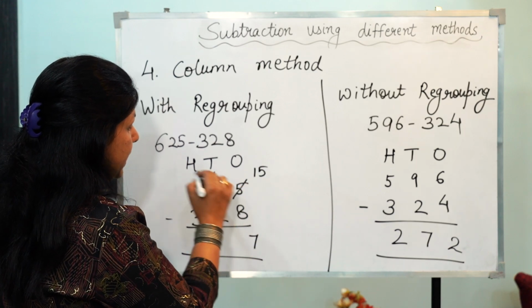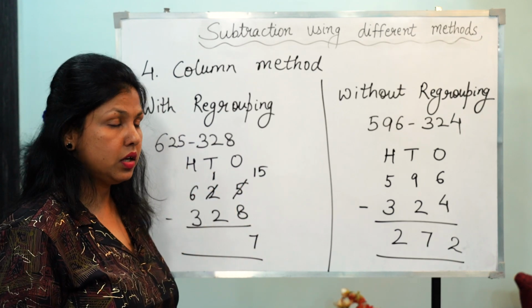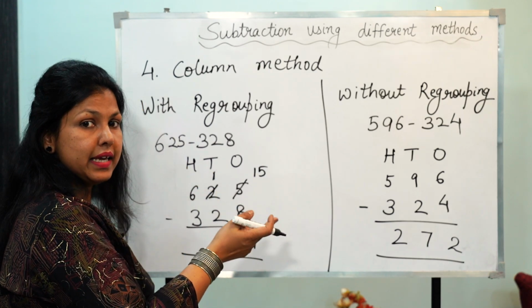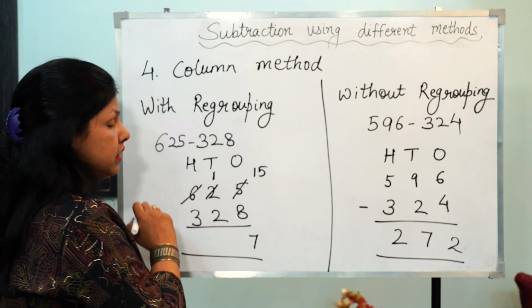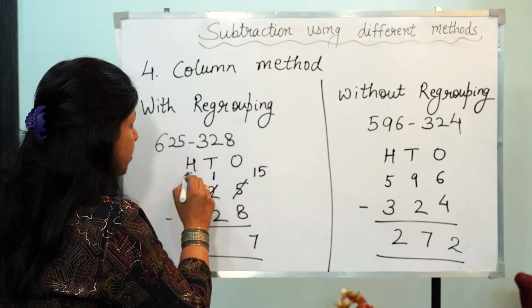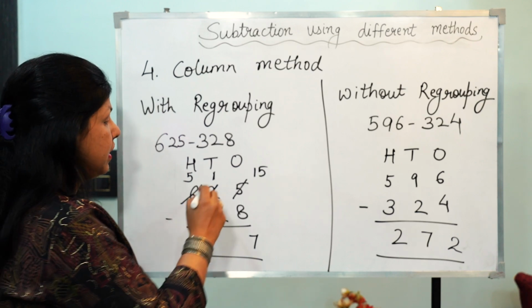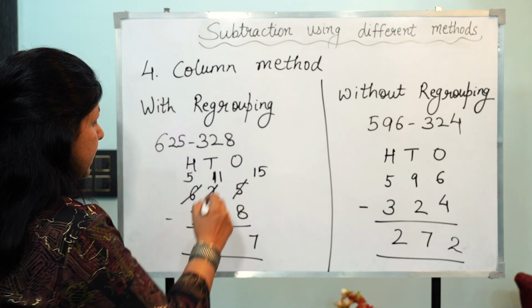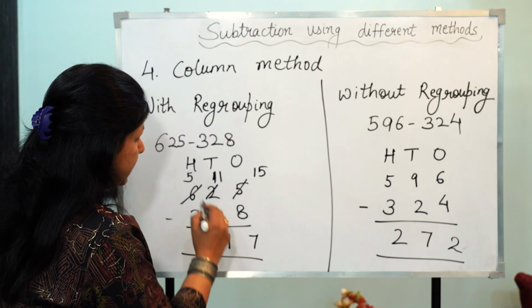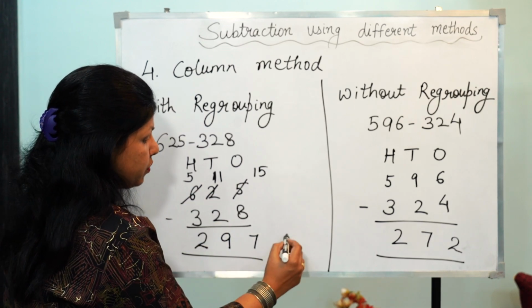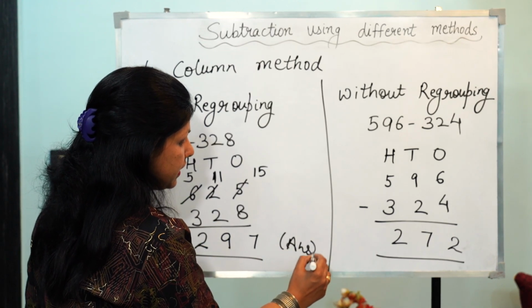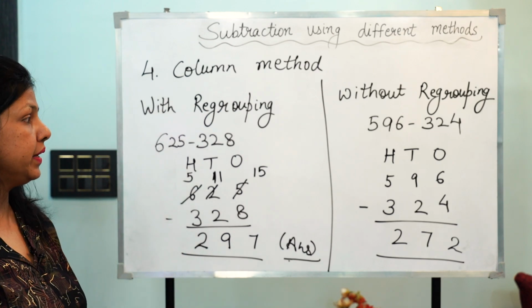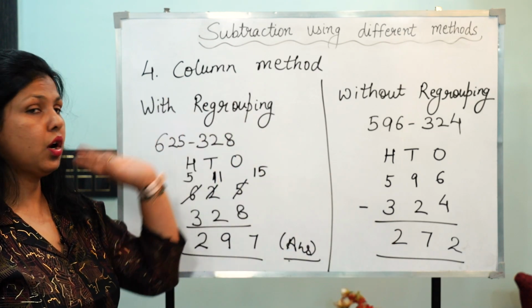Now here also we have 1. 1 minus 2, not possible. So we are going to take help from hundreds place. Here hundreds will say I'll give you 1. So 6 hundreds will become 5 and this will become 11. 11 minus 2, 9 and 5 minus 3, 2. So my answer is 297. So you see, with regrouping and without regrouping, column method.